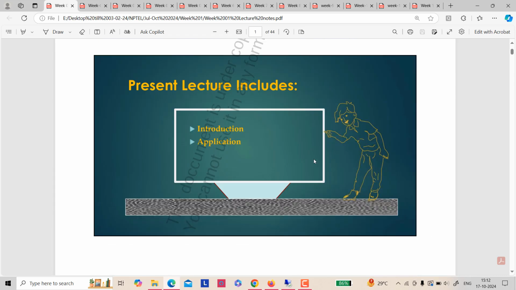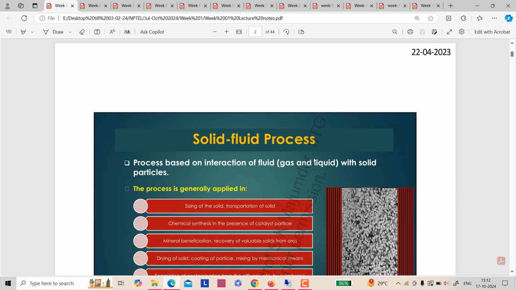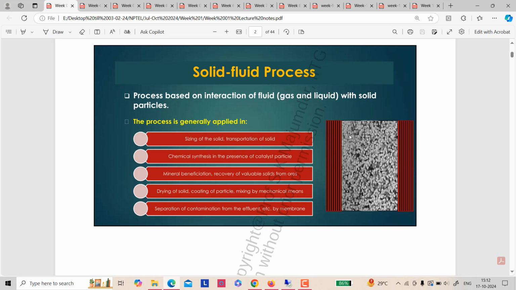So the first lecture, Sarah talked about the overall overview of the solid operation or solid fluid process. You know that this is the interaction of fluid with gas and liquid. The process is generally applied in sizing of the solids, size reduction of the solids, transportation, chemical synthesis, mineral beneficiation, drying, cooling, coating of the solids, and separation of the contaminants.